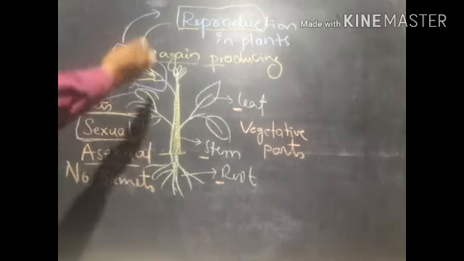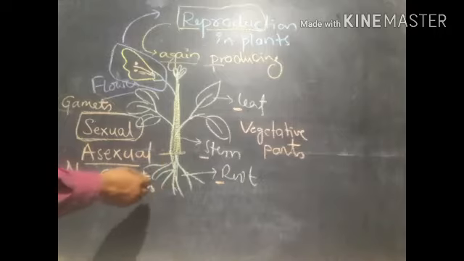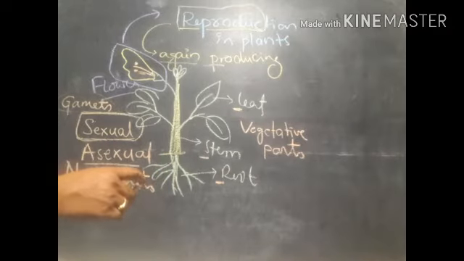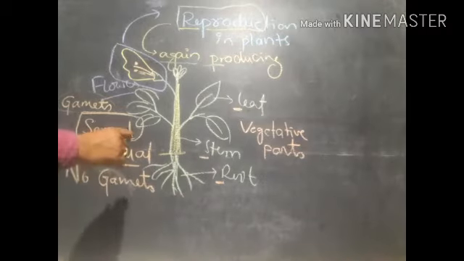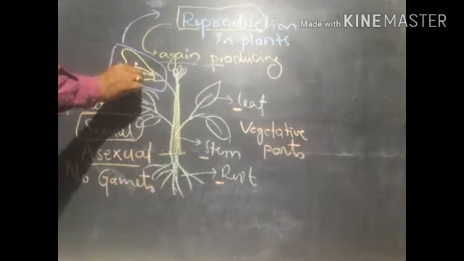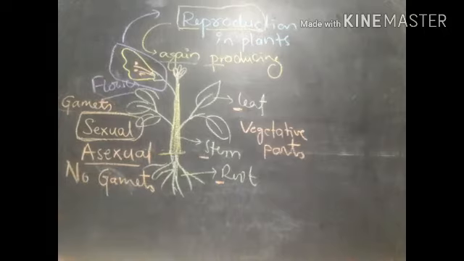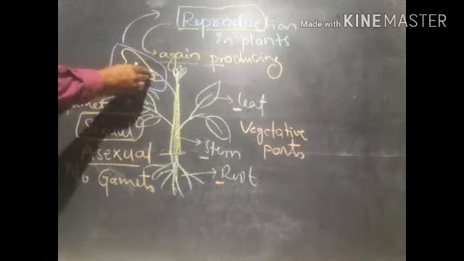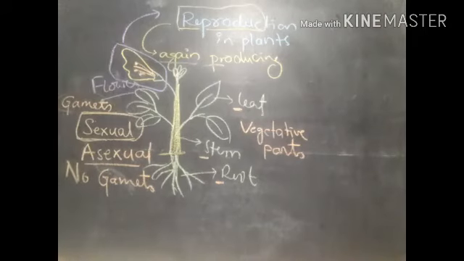For example, we know that the plant body is made up of cells. The cells present in the root, stem and leaf are unable to produce a plant, whereas the cells present in the flower can produce a new plant. The cells which have the capacity to reproduce a new plant are called gametes. We'll discuss gametes later, but remember, gametes are the reproductive cells that are present in the flower.